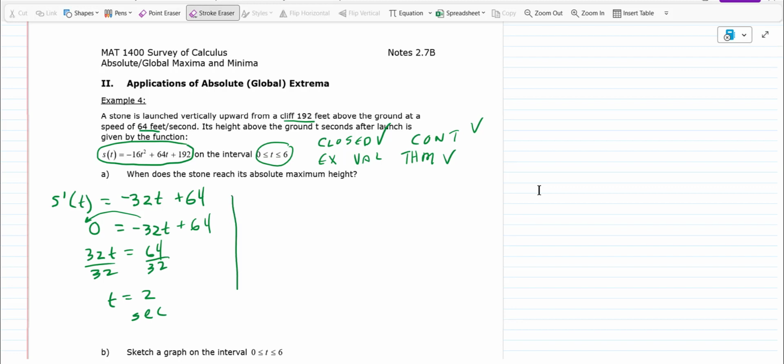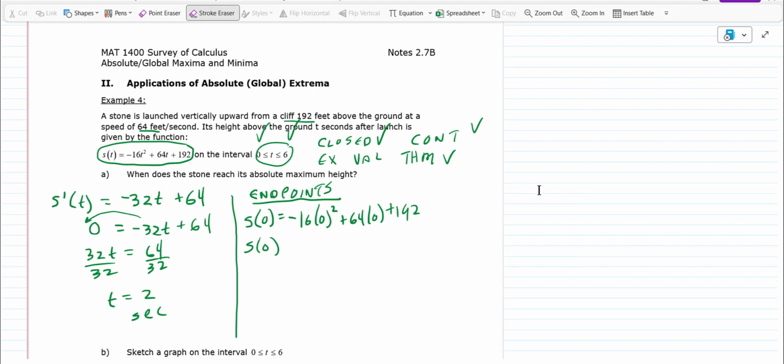So again, what we do is exactly what we did on the last problem: you go ahead and evaluate your endpoints, which are 0 and 6. So you're going to do S of 0. Just plug it in, use your calculator or do it in your head. That one seems pretty easy to do in your head. That's going to give you S of 0 equals 192 feet. That's how tall that is. The units were given in the problem as feet.